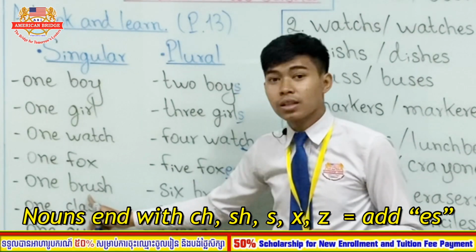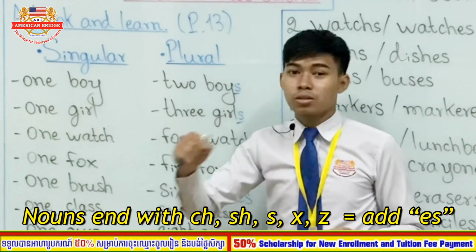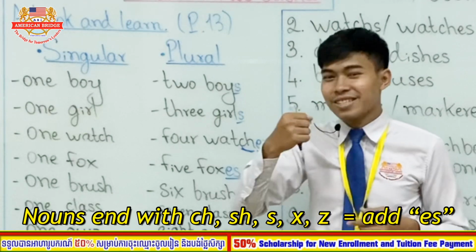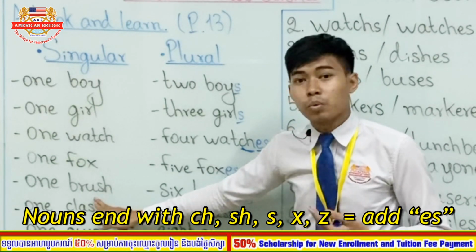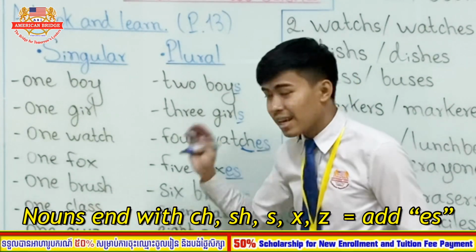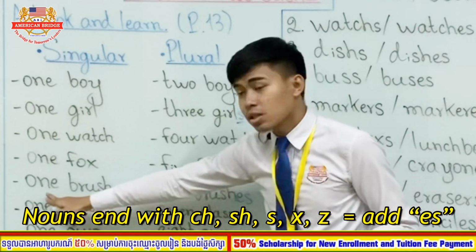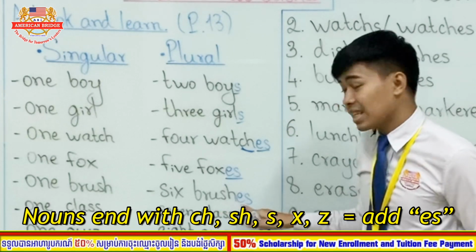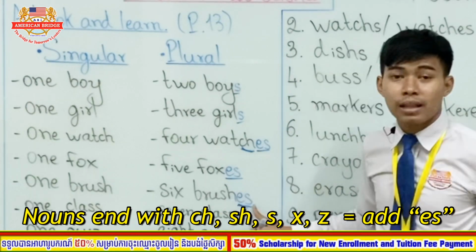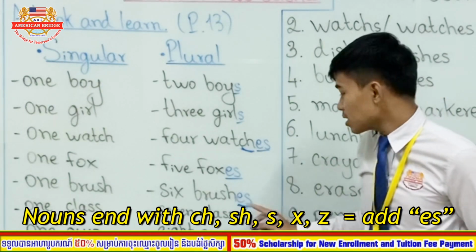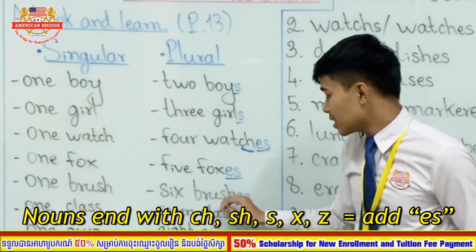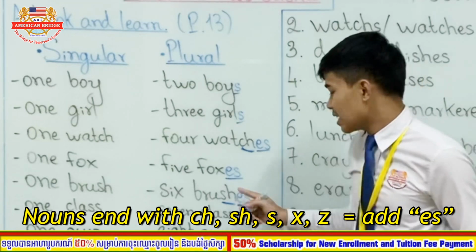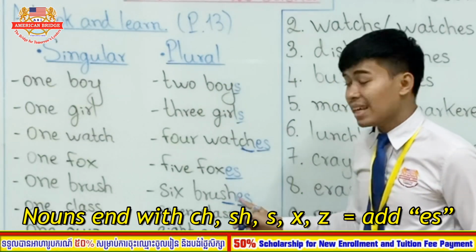Can you read this word? Brush. You know brush? You know toothbrush. You use toothbrush to brush your teeth, right? So brush. It ends with letter sh. So one brush, for example, 6 brushes. Why do we add es here? Do you know why? Because the word brush ends with letter sh, right? So when the noun ends with letter sh in plural, you have to add es.